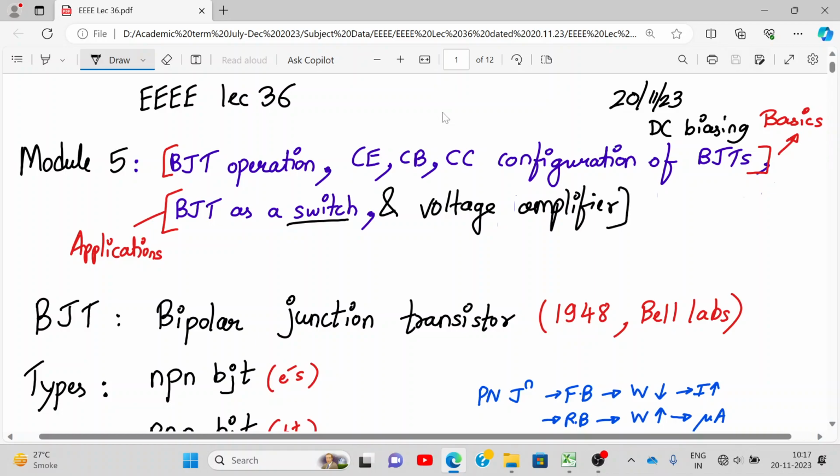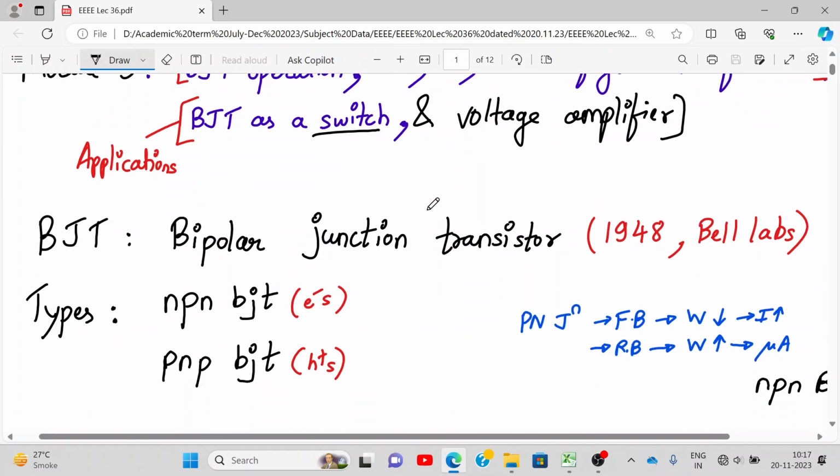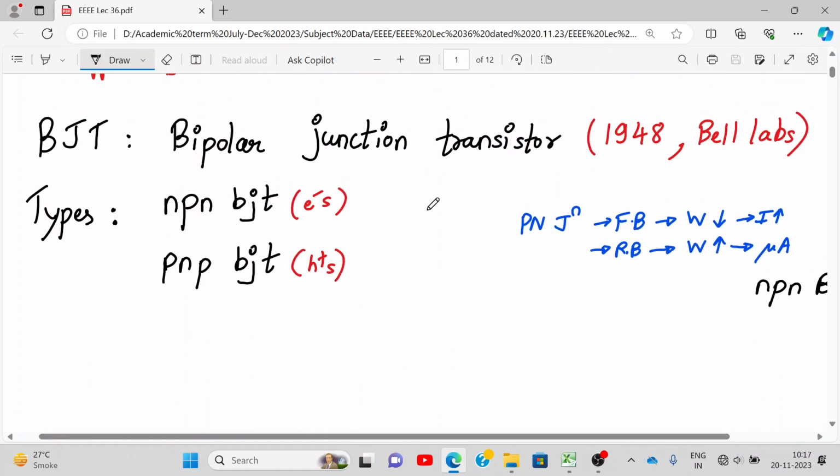Okay, have you heard of or studied this device before? No. Okay, so listen very carefully. First, write down the BJT full form, that is bipolar junction transistor. Do you understand what is unipolar and bipolar? Diode is a unipolar device. It conducts the current from P to N, not the other way around. Bipolar means it conducts in both directions.